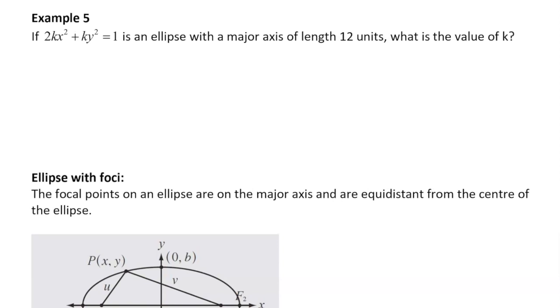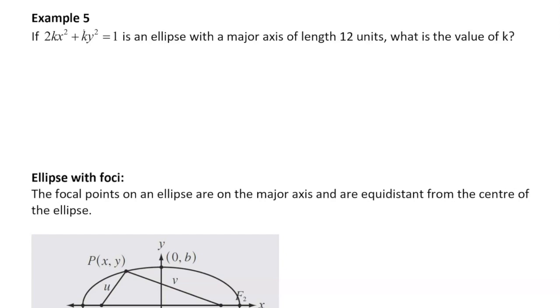Okay, example 5 is a challenging example, and it's probably something you're going to hear me say in class, you know what? We could probably end up omitting that or something along those lines. I'm going to rewrite 2kx squared plus ky squared equals 1 in a bit of a different form. It says, this makes an ellipse with a major axis of 12 units. What would be the value of k to make something like that true?